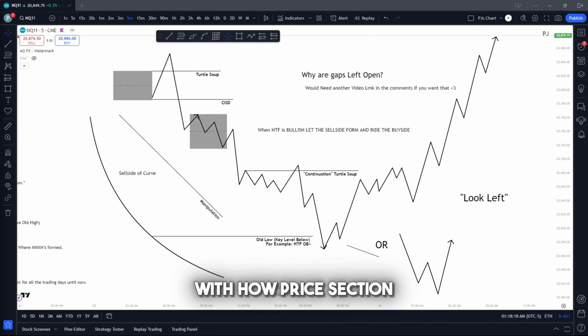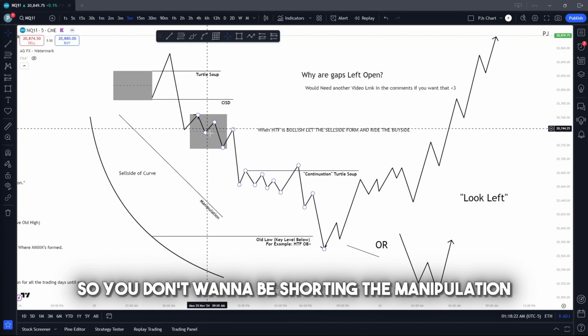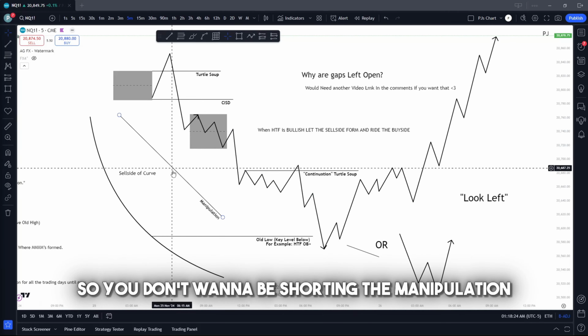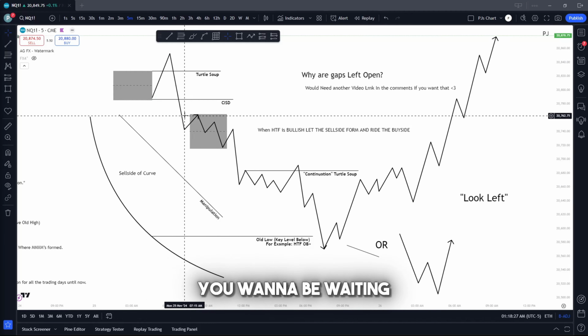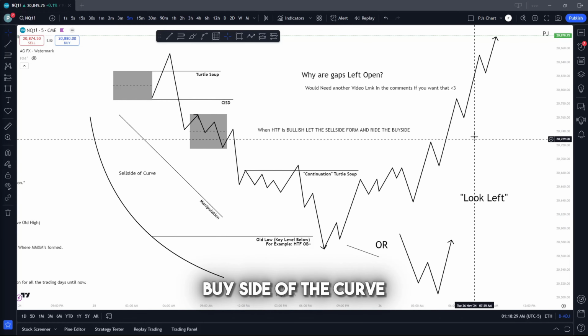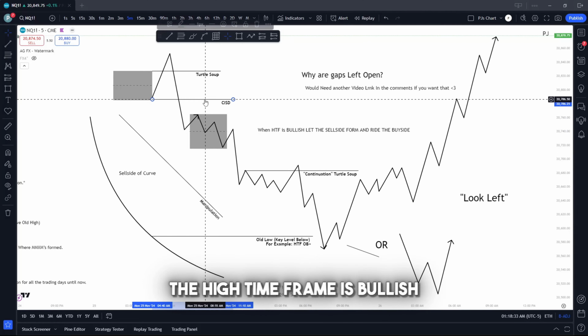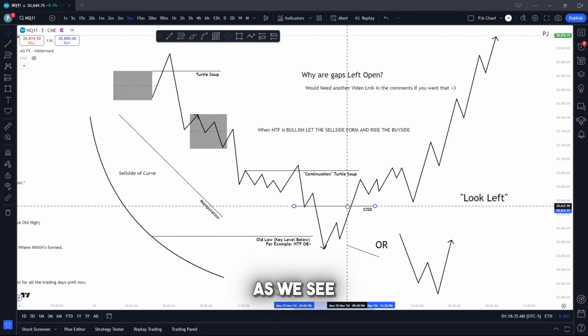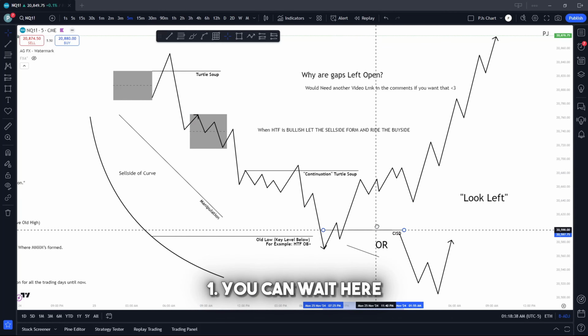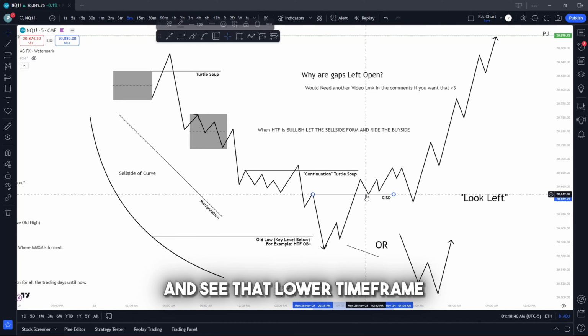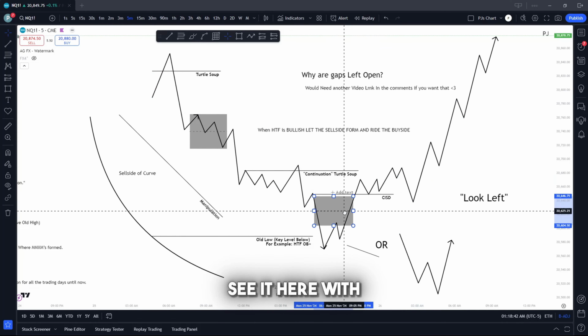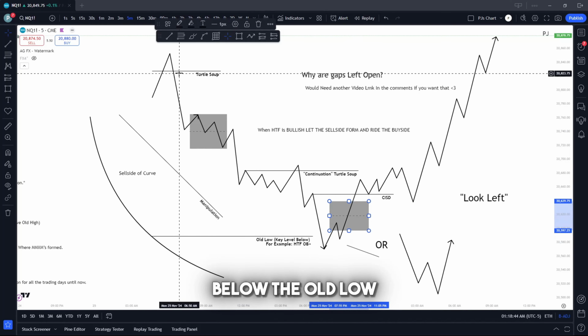With how price action has been recently, it's obviously been bullish. So you don't want to be shorting the manipulation or the sell side of the curve. You want to be waiting for the buy side of the curve, obviously because the high time frame is bullish. So I want you to watch as we see, one, you can wait here and see that lower time frame, but also see it here with your turtle soup below the old low.